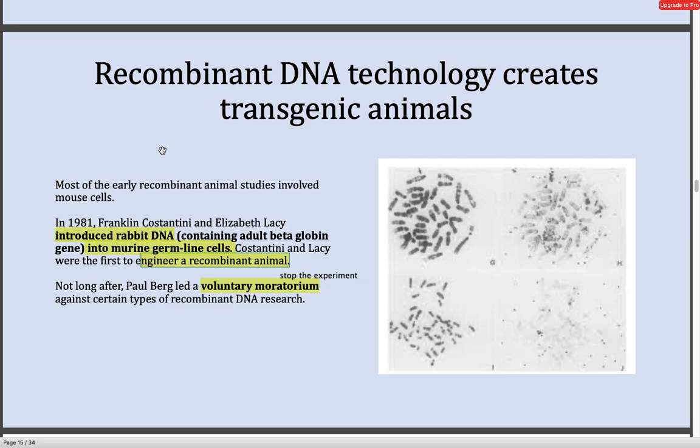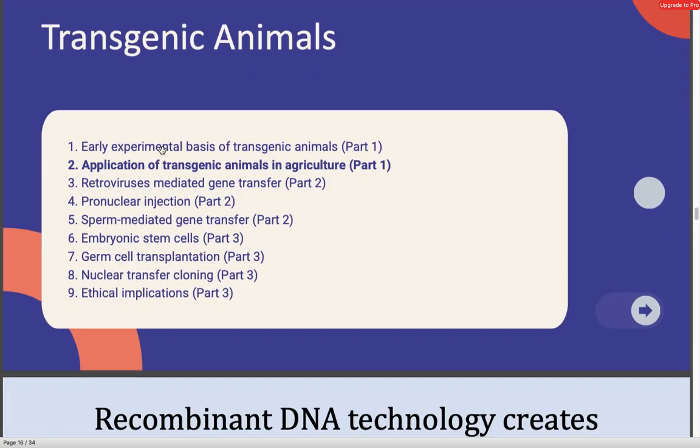So in the 80s itself, there were 2 other scientists who introduced rapid DNA into murine germline cells, and that was the first recombinant animal ever made in the 80s.